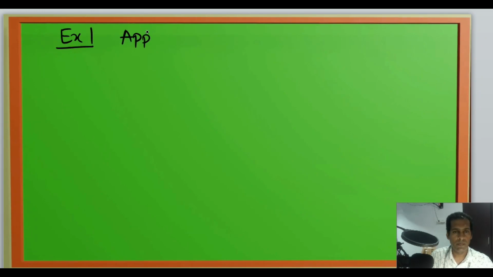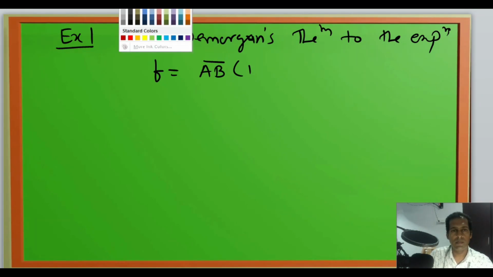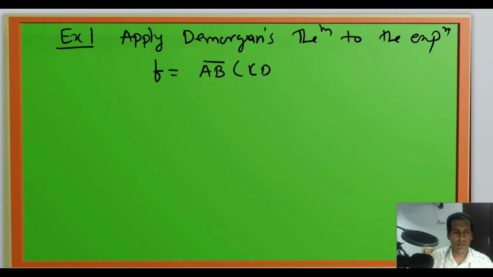Apply De Morgan's theorem to the expression f of AB bar into CD into, say, CD plus E bar F into AB bar plus CD bar. Now let us solve this one.